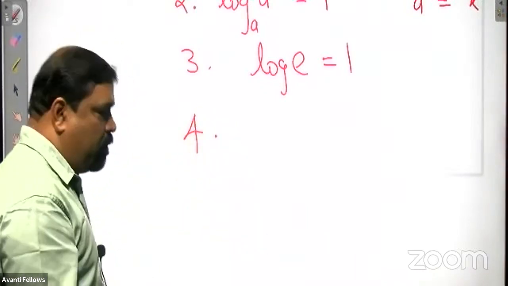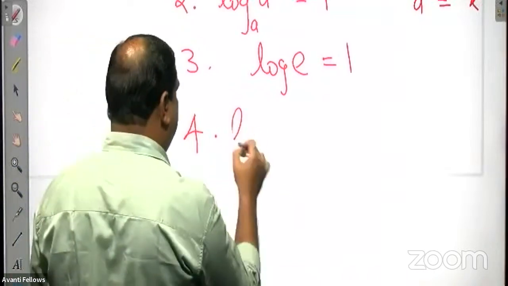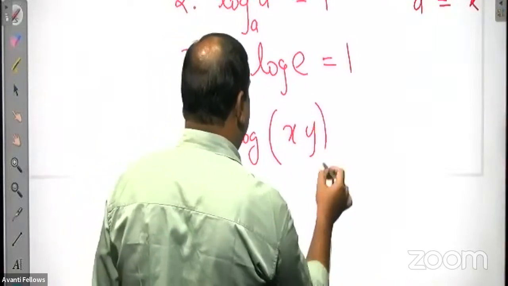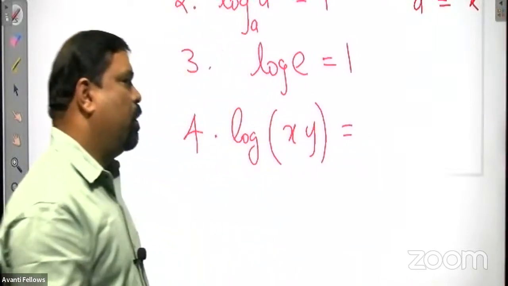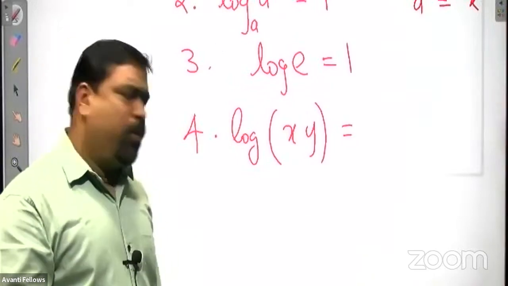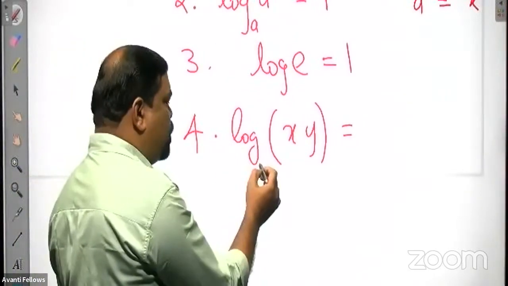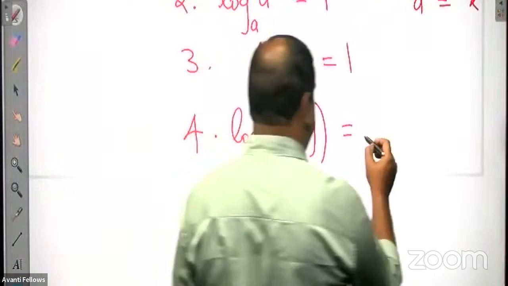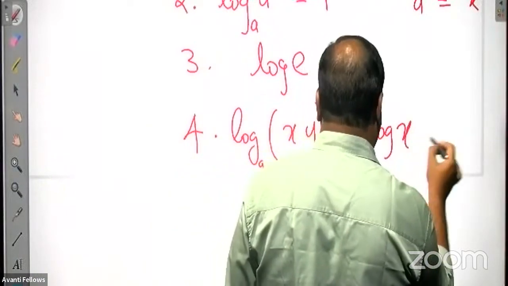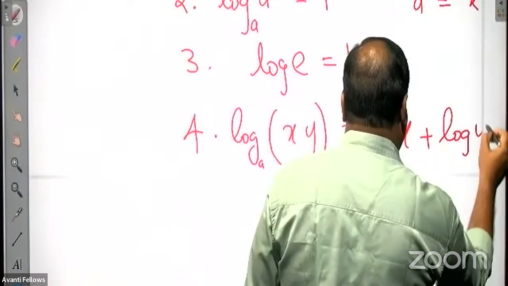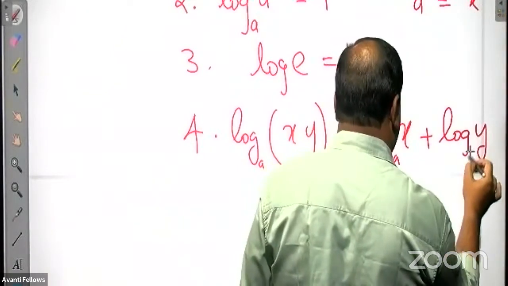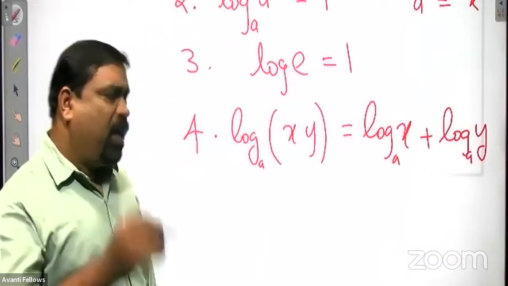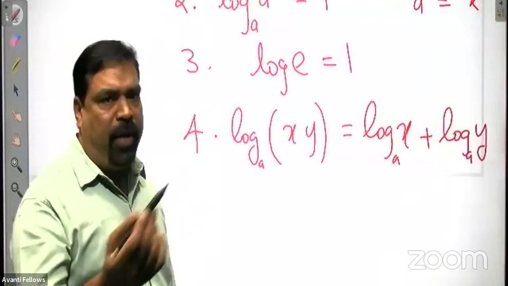Then come the other very important properties. Logarithm of x into y, the product of two terms. Logarithm of xy to any base. I can mention the base also, some a. Logarithm of xy is always equal to log x plus log y. Logarithm of x into y is equal to logarithm of x plus logarithm of y.